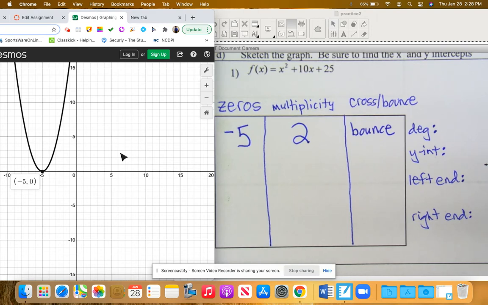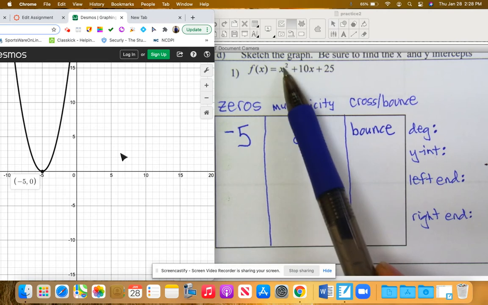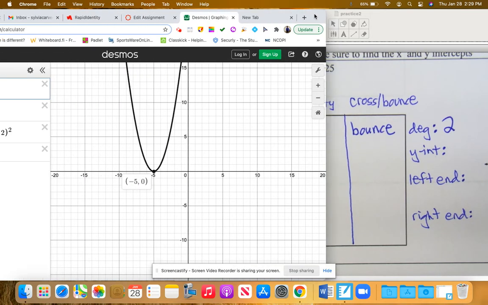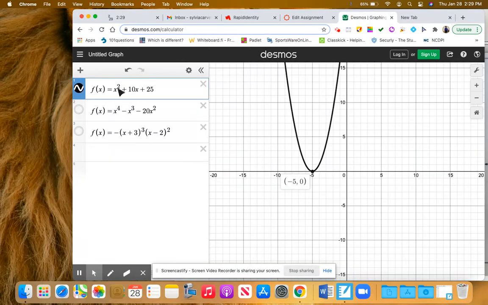Now our degree, if you add up your multiplicity, you can get your degree that way. Or you can just look at your function. My degree here is 2. Your y-intercept is where it crosses the y-axis. Let me come over here and move this. So you're going to plug in 0 for all your x's. So x squared plus 10x plus 25. I can do some mental math with this. That's going to cancel, and this is going to cancel. So you're going to be left with 25.